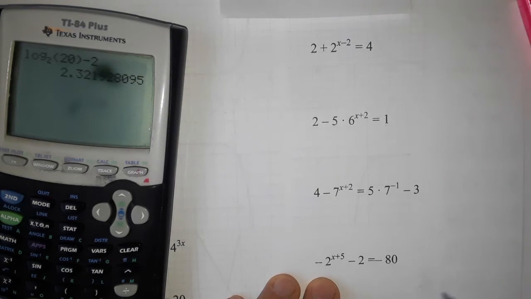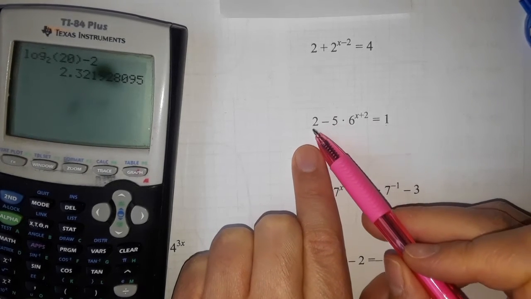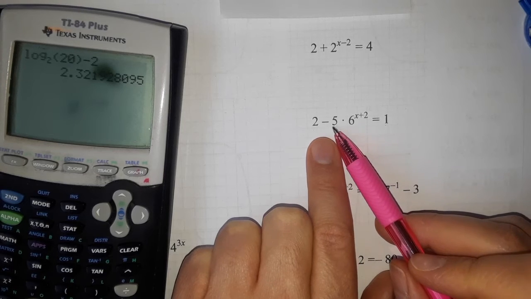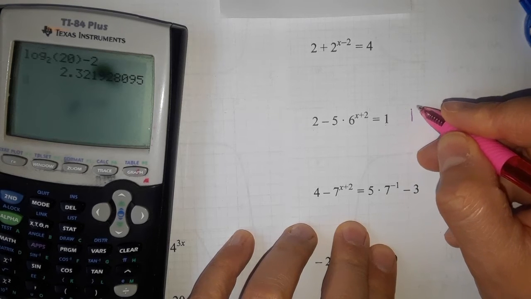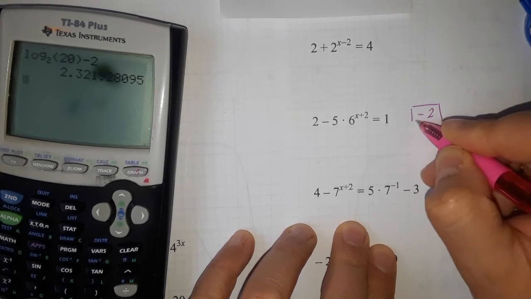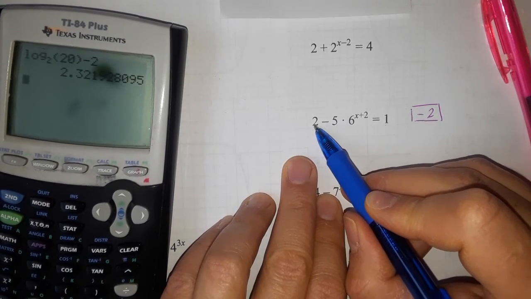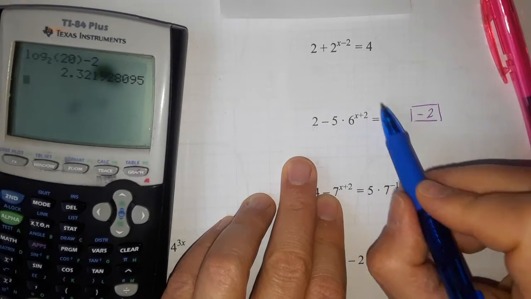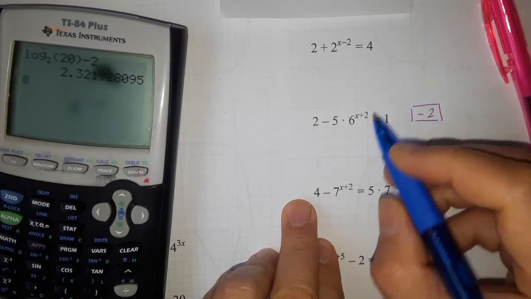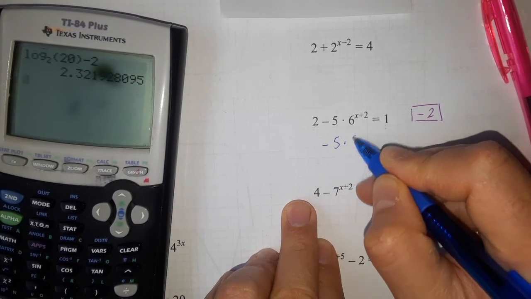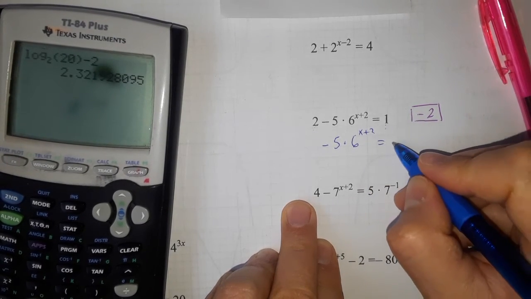To do that, the first thing I have to realize is that I have to remove the 2 before I remove the negative 5, because the negative 5 is multiplying. So the first thing I have to do here is subtract 2 both sides. If I subtract this 2 in here, that means this 2 will fly to the other side as a negative. So I have negative 5 times 6 to the x plus 2 equals 1 minus 2, which is negative 1.